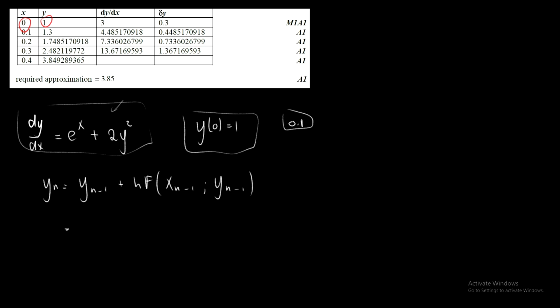Anyway, so what do we need to find? We need to find y sub 1. So let's go find y sub 1. We plug in our initial condition. So our initial y is 1 plus our step size, which was 0.1, times our differential with our substituted values. So check, e to the 0 plus 2 times 1 squared. Okay, let's plug this in.